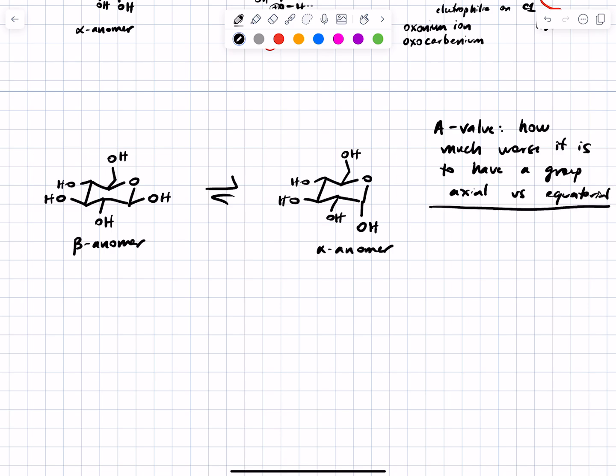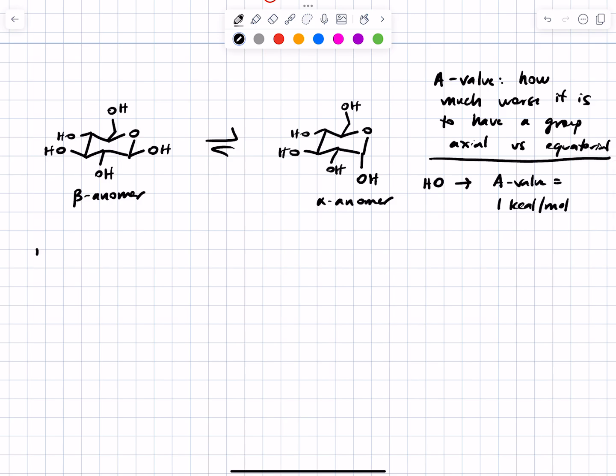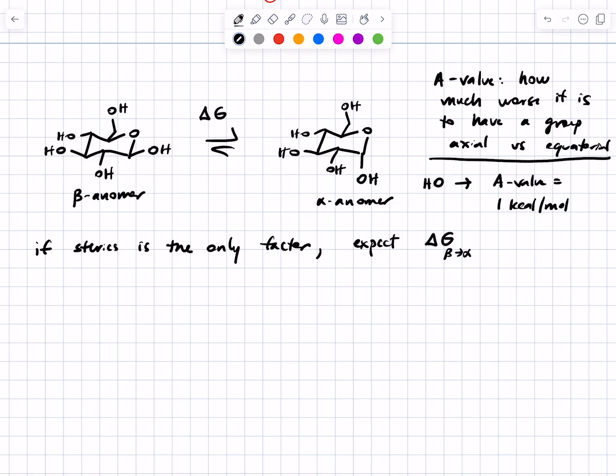And we use that sometimes as a measure for how big something is. For an OH group, the A value is 1 kilocalorie per mole. So, you could hypothesize that if sterics is the only factor here, the only thing that's making the alpha anomer different in energy than the beta anomer, you would expect the free energy of this reaction to be basically the A value, right? You would expect conversion from beta to alpha to be around 1 kilocalorie per mole.